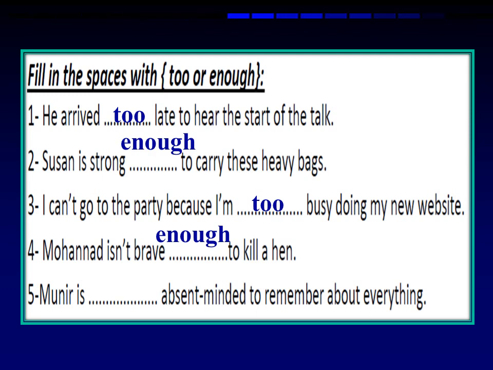5. Munir is absent-minded to remember about everything. Absent-minded here is the adjective. So we should use too absent-minded.